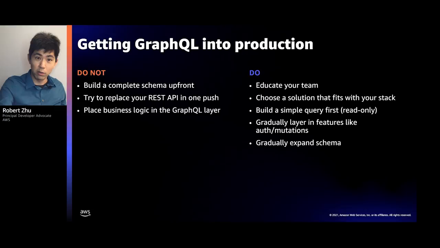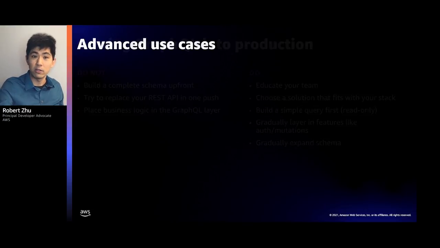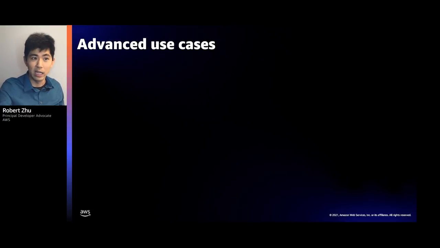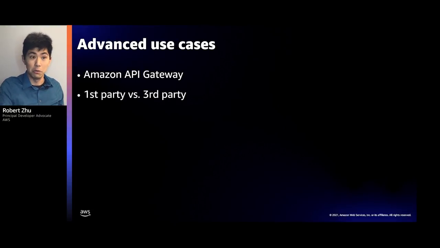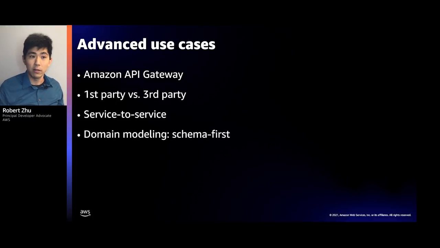And then if things are going really well, then you can start thinking about some advanced use cases for GraphQL. You can build an API gateway with it. You can serve both first-party and third-party traffic. You can use GraphQL for service-to-service communication. All of the same benefits apply there. You can use it for domain modeling. You can just use it for whiteboarding. You can say, hey, if we were to change the schema in this way, would this make sense?